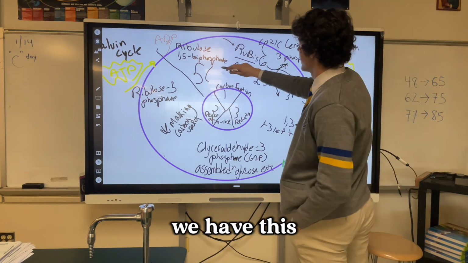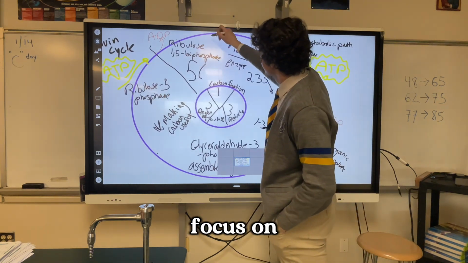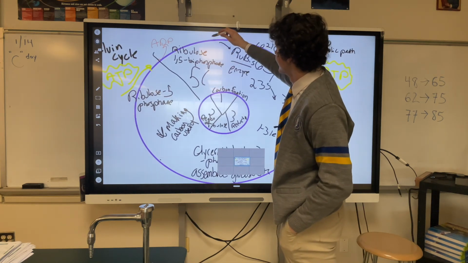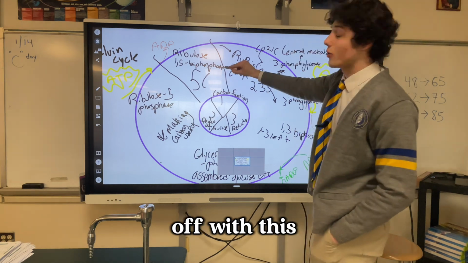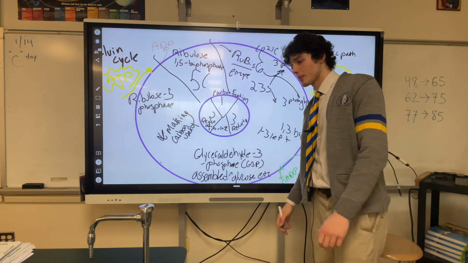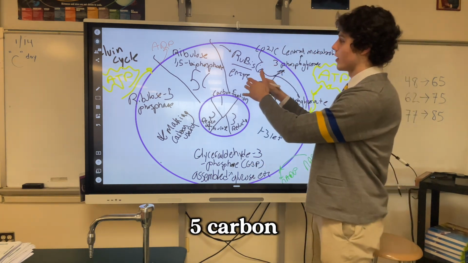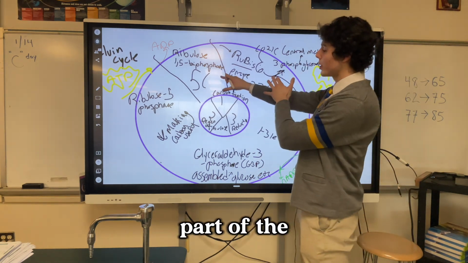So remember, we have this 5-carbon. This is the only thing we want to focus on right now. We're starting off with this 5-carbon. This is crucial here. This is the most important part of the Calvin cycle.